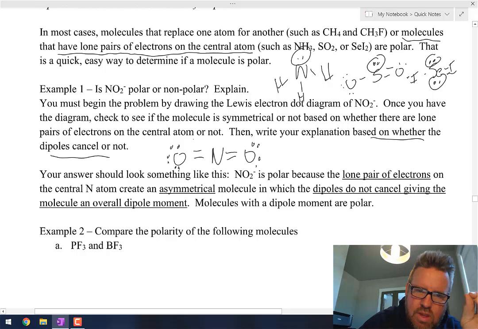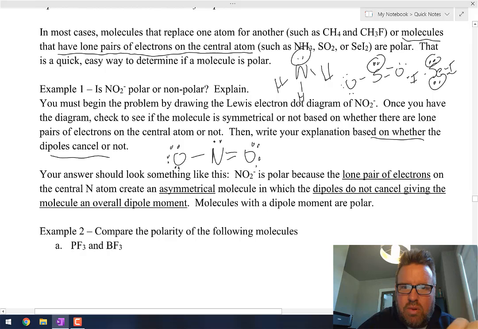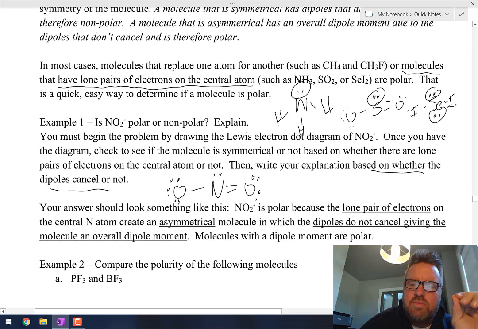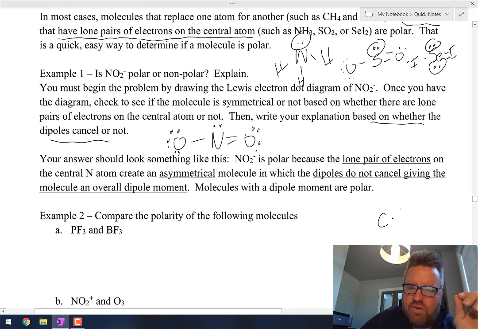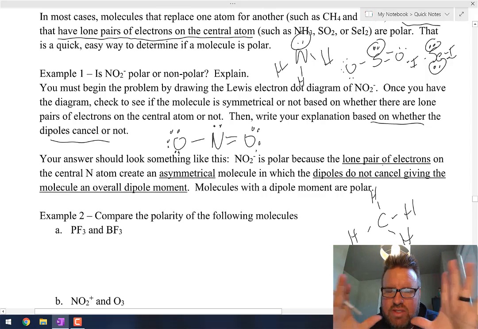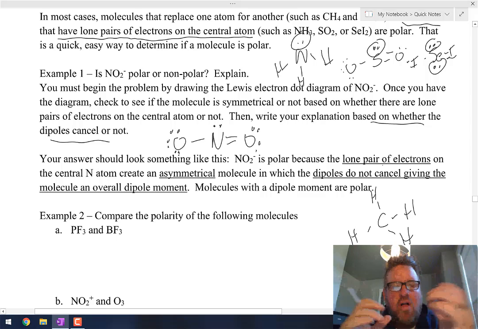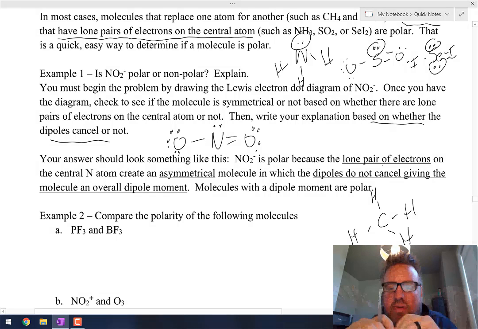Okay? Now, the other time, so that's very, very common, that when there's dots on the central atom, it's polar. A lot of times, too, like in CH4, that is a non-polar molecule. All four of those bonds, that's a tetrahedral shape. All four of those bonds cancel each other out. That's a non-polar molecule. Okay?